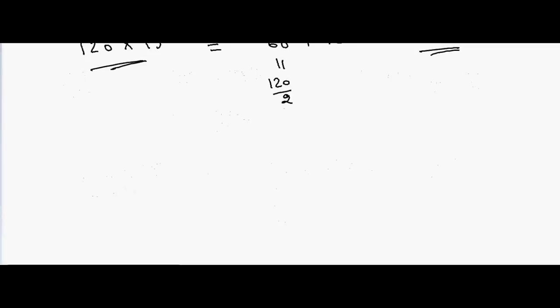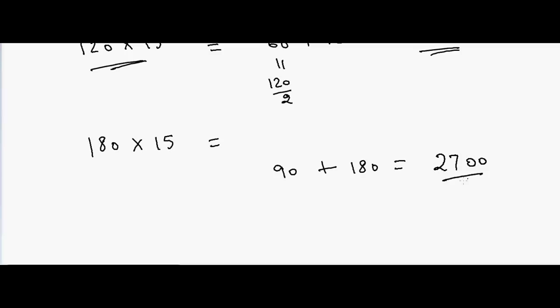So again, if I have 180 to multiply by 15, that will be equal to half of 180 is 90 plus 180. So 18 and 9, that's equal to 27. Two zeros in the end. So that's our answer.